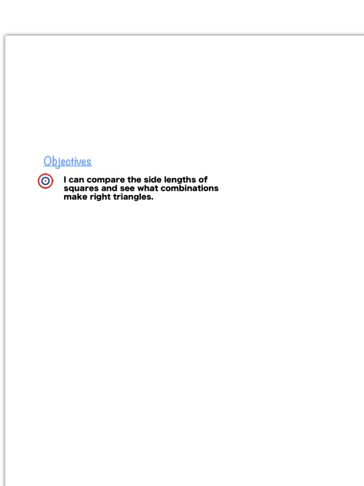Okay, now that you have a definition for the three triangles and a little bit of an idea of the activity that we would normally do in class, here is what they are really referring to. Today we're going to compare the side lengths of squares and see what kind of triangles they make. Do they make an obtuse, an acute, or a right triangle? For example, if I gave you a side length of 3, 5, and 7, what kind of triangle would that be? Acute, obtuse, or right?